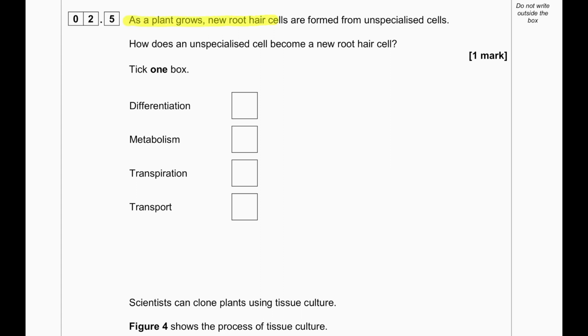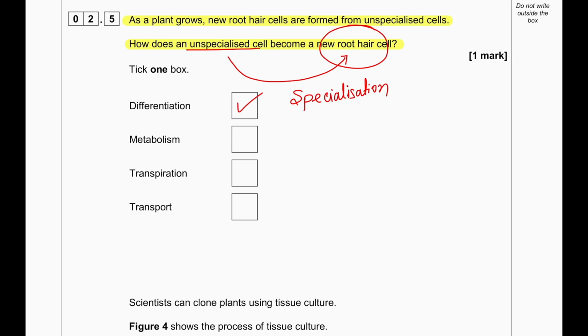As a plant grows, new root hair cells are formed from unspecialized cells. How does an unspecialized cell become a new root hair cell? An unspecialized cell can become a root hair cell by a process of specialization, which in this case we can call differentiation. Metabolism is the process of breaking down food, or making food. Transpiration is the process of water evaporating from the surface of the leaf, and transport is the transport of material from one place to another. So none of these talk about how a new root hair cell is produced, which can only form by specialization, which we can call differentiation.